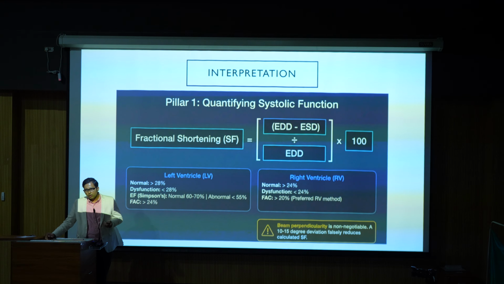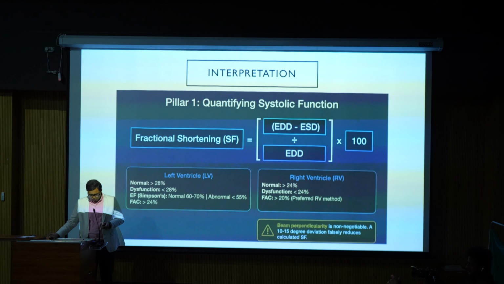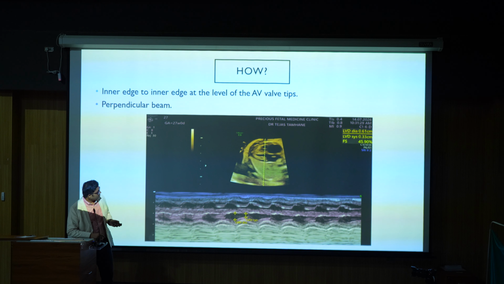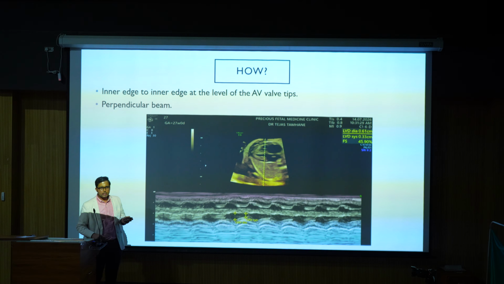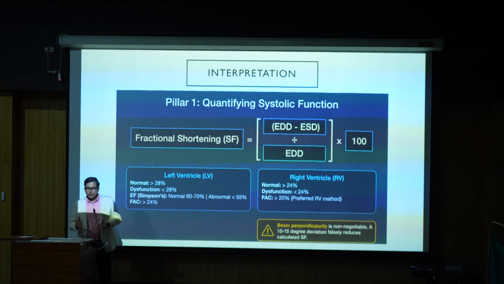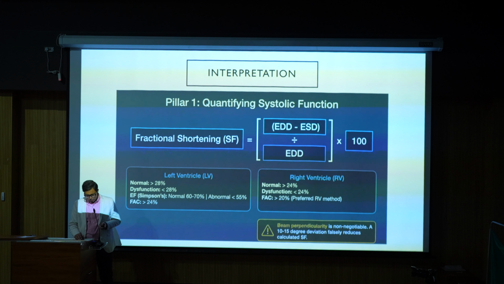So again, quantifying the systolic function with the help of fractional shortening, for the left ventricle, anything above 28% is good enough. For the right ventricle, anything above 24% is also good. Make sure that when you calculate these values, the heart is completely in a transverse position and your M mode cursor is exactly perpendicular to the interventricular septum, because even 10 to 15 degrees of oblique sections can give abnormally high or low values of fractional shortening.